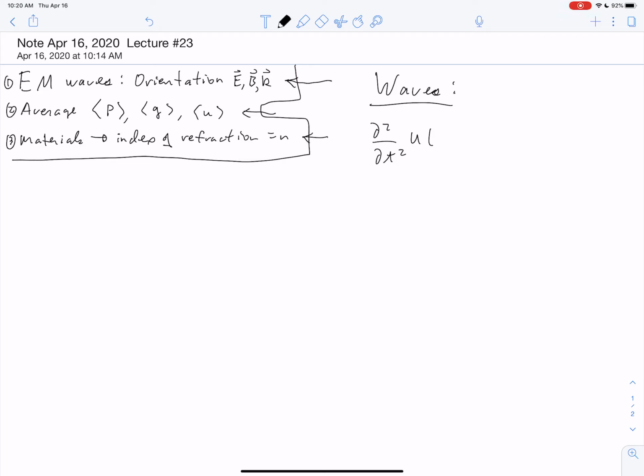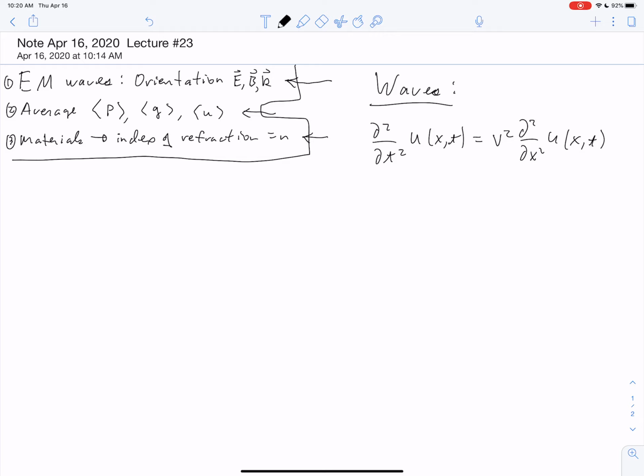The point is, if the second derivative with respect to time of this quantity is proportional to the second derivative with respect to space, then that's a wave. Then that quantity can behave like a wave. And the proportionality constant, of course, is the velocity squared. So that is the wave equation.